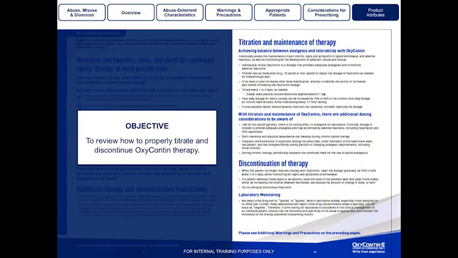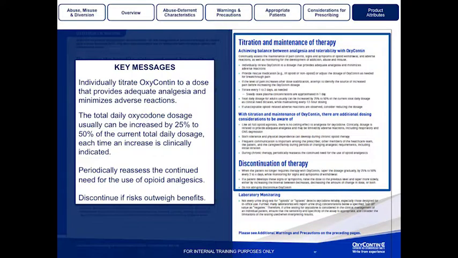We just discussed the need for HCPs to reevaluate at regular intervals the benefits and risks of continued opioid therapy. The right side of the spread was added to the CVA to review how to properly titrate and discontinue OxyContin therapy. Some key messages to deliver on this page are as follows. Individually titrate OxyContin to a dose that provides adequate analgesia and minimizes adverse reactions. The total daily oxycodone dosage for adults usually can be increased by 25% to 50% of the current total daily dosage each time an increase is clinically indicated.